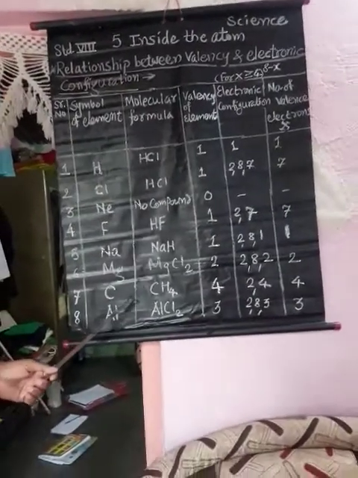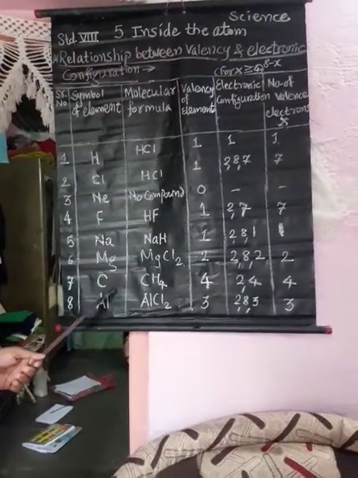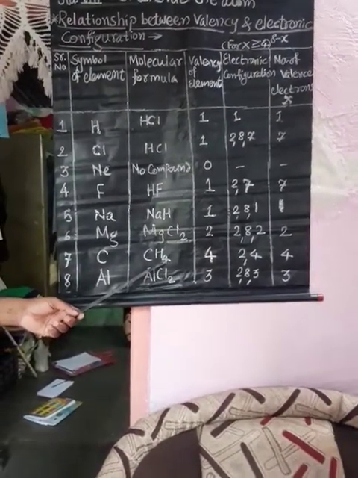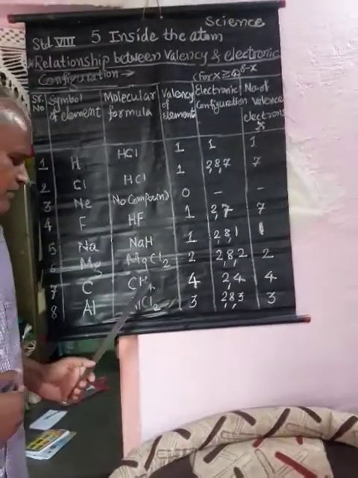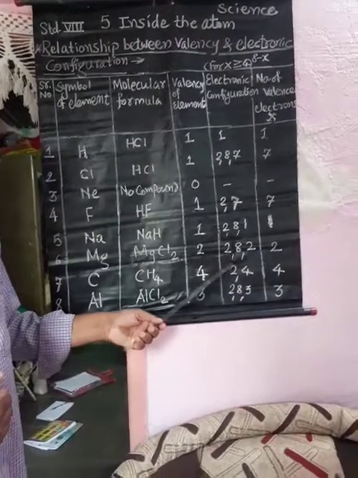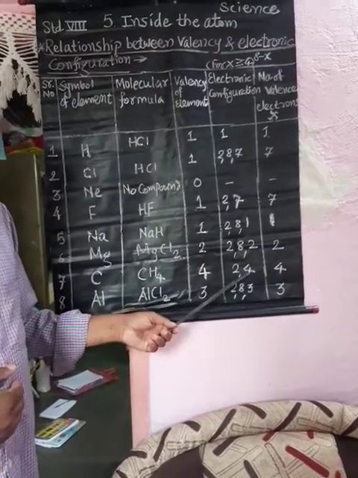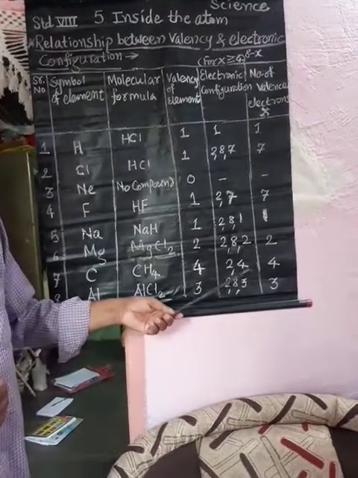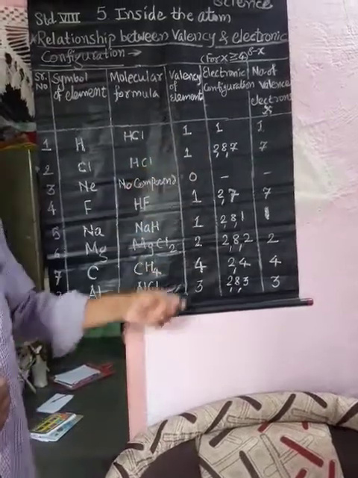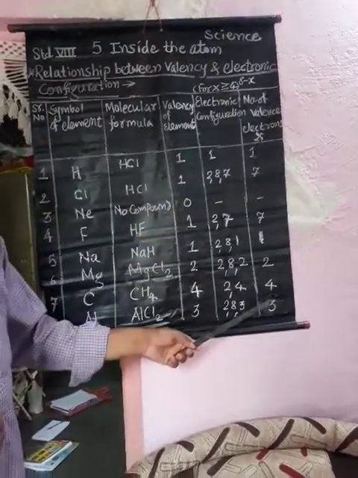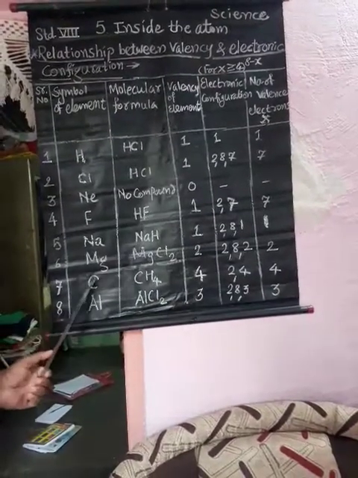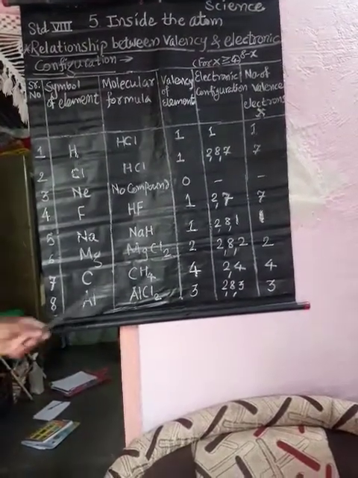Then carbon. The atomic number of carbon is 6, and in the compound methane, CH4, the valency of carbon is 4. 2, 4 is the electronic configuration, atomic number 6. In the K orbit, 2 electrons are accommodated. The second orbit, the L orbit, is the outermost shell. 4 electrons are there. This number is equal to x, the number of valence electrons in the last shell, which is 4. That matches the valency of carbon in methane.